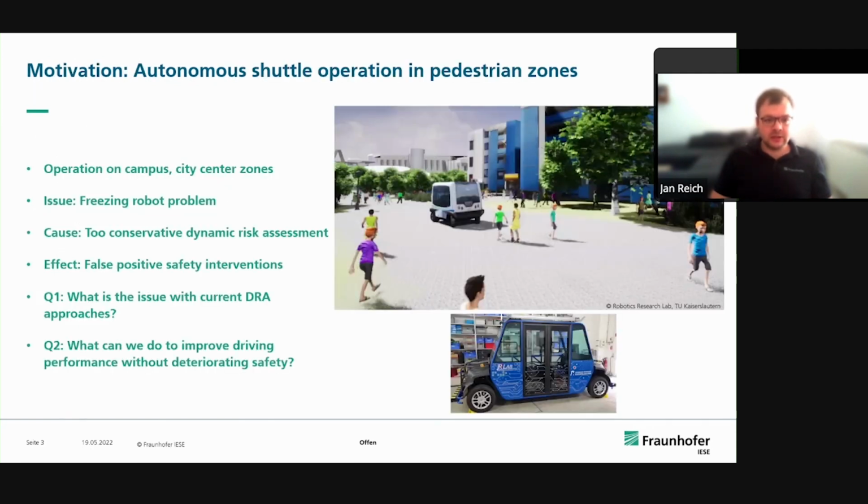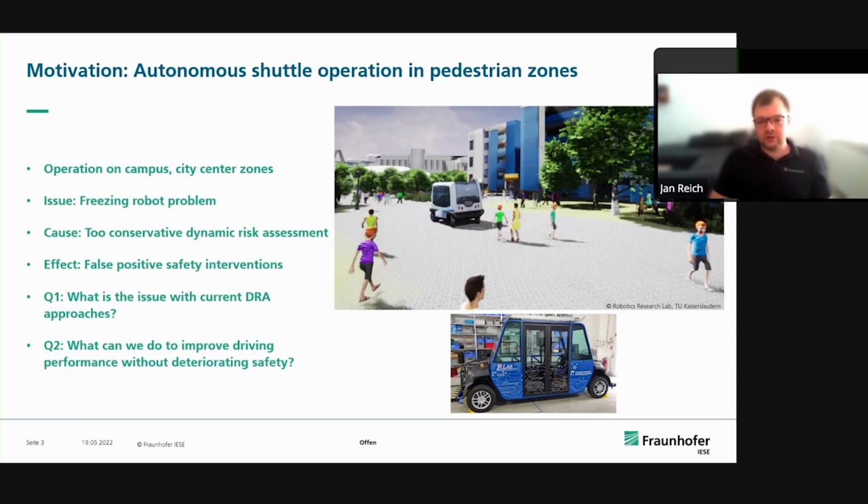So what you are seeing on this slide on the right side is actually an autonomous shuttle bus that has been built up at the Technical University of Kaiserslautern. And basically the use case is to operate in pedestrian zones like university campus or city center zones where we have quite a crowded situation with respect to pedestrians walking around where the autonomous shuttle actually is driving.